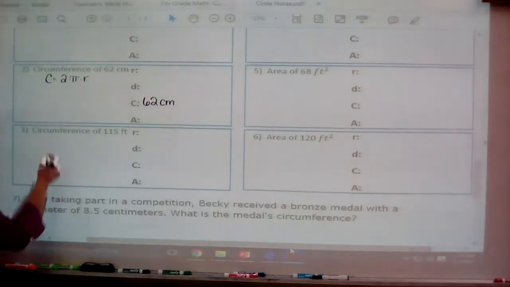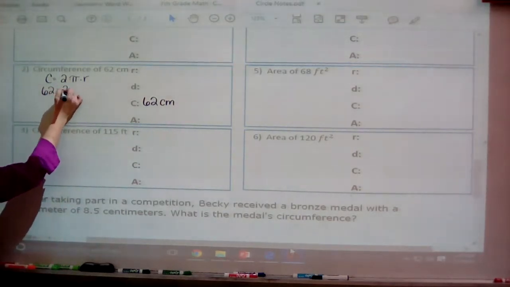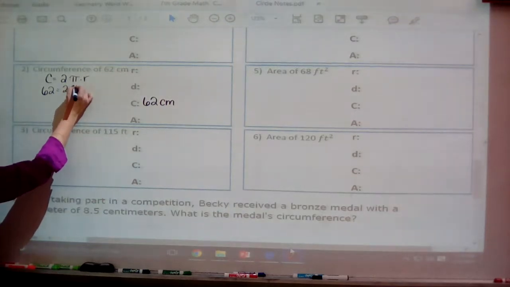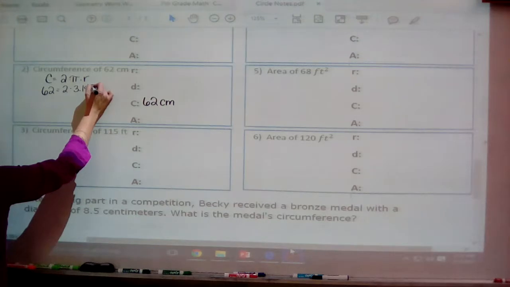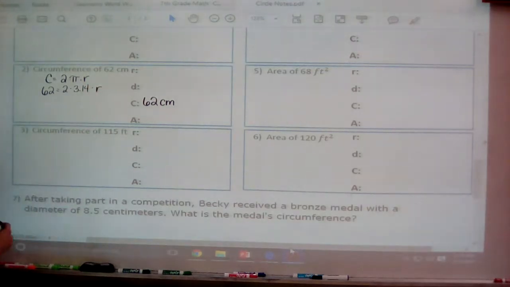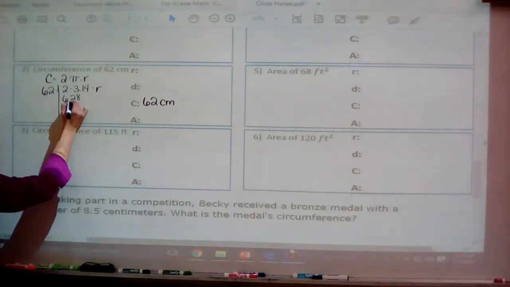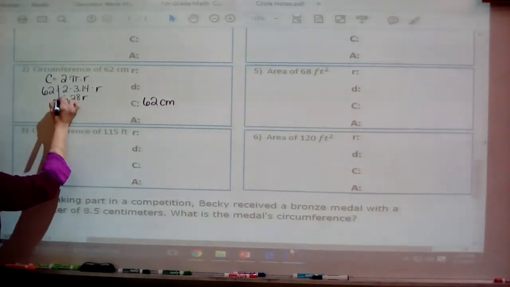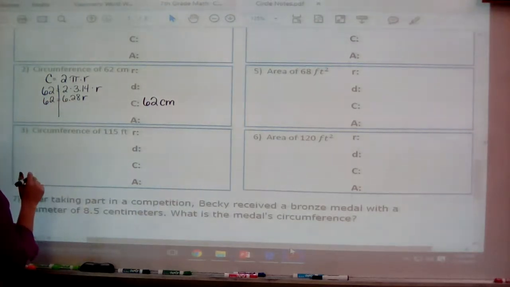Now I'm going to fill in what I know. I know that my circumference is 62. I know that my 2 stays the same. I know that pi is 3.14. And I do not know r, so r is going to stay as a variable. Now I just have an equation that I'm going to solve. So 2 times 3.14 gives me 6.28 times r. I've just simply rewritten my expression.